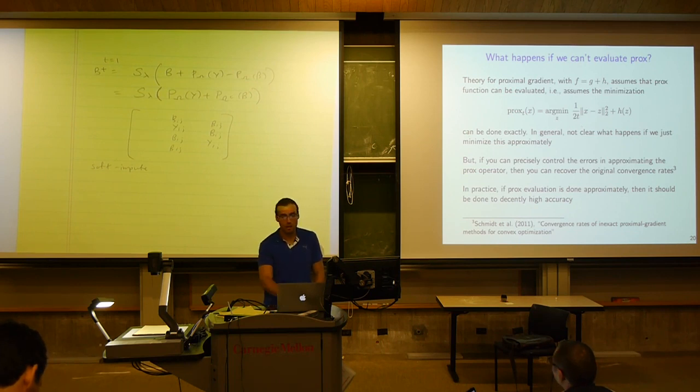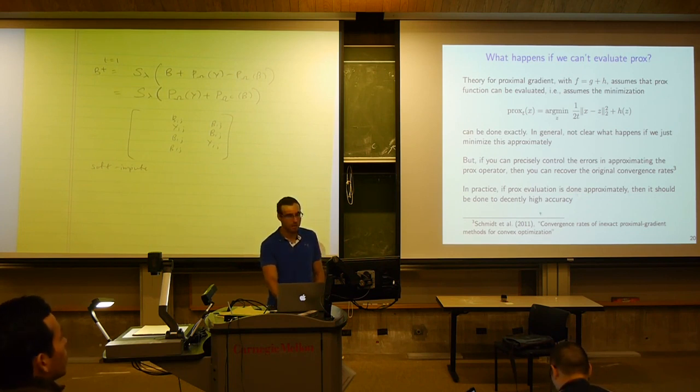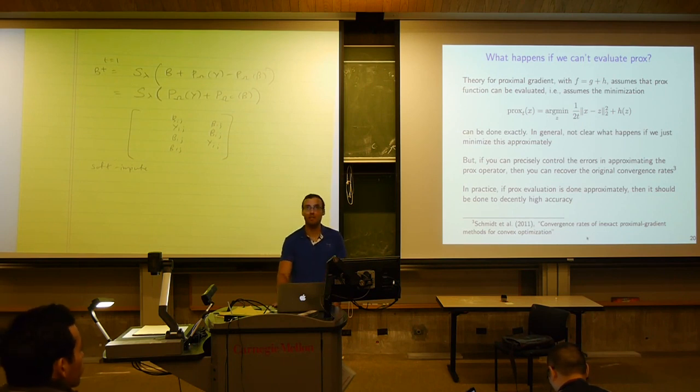If you're just evaluating this roughly and you're not increasing the accuracy over the course of proximal gradient, this may diverge. It's not uncommon to see cases in which, if you just really roughly evaluate the prox, it's going to diverge. Okay, so just have that in mind and check out this paper if you want to see the exact statements.